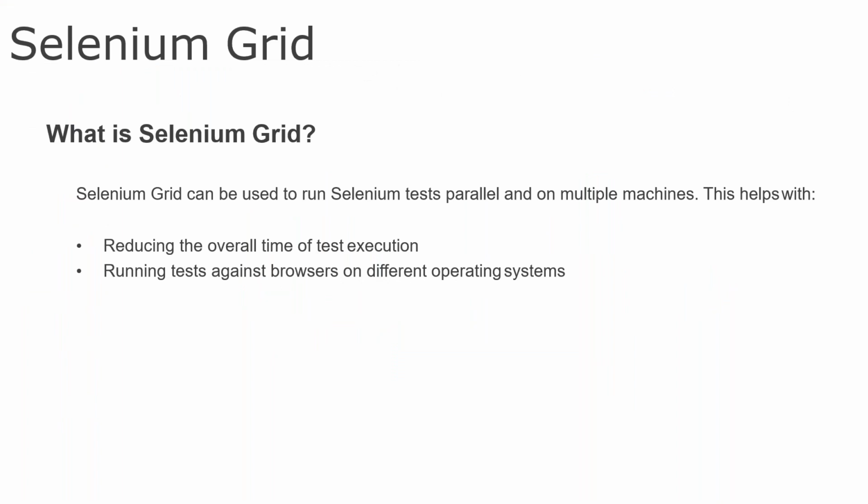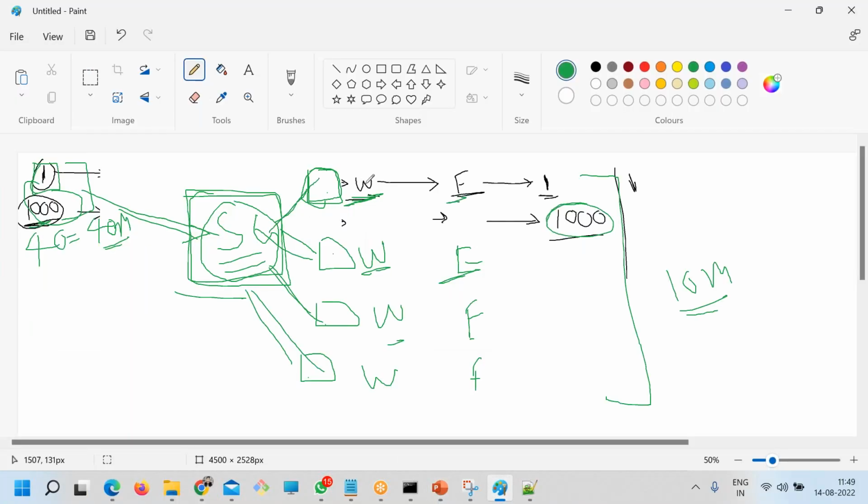So yes, what is Selenium Grid? Selenium Grid can be used to run Selenium tests in parallel and on multiple machines. This helps with reducing the overall time of test execution, and running tests against browsers on different operating systems. So the advantage of this is that here you can have a WebDriver which is Firefox, here you can have Chrome also. Here this can be Linux, this can be Windows. Different platforms you can add to the grid.